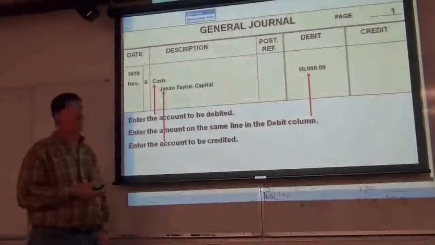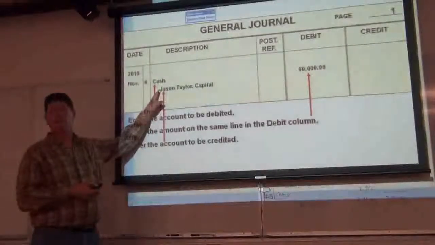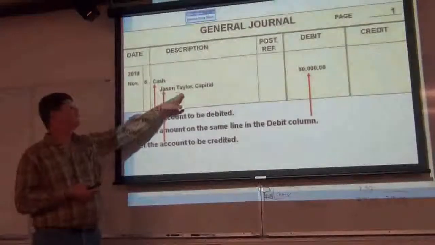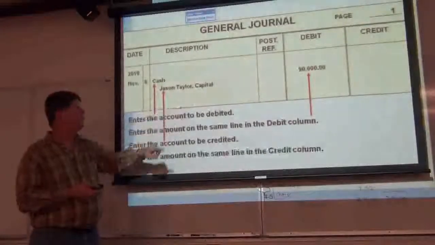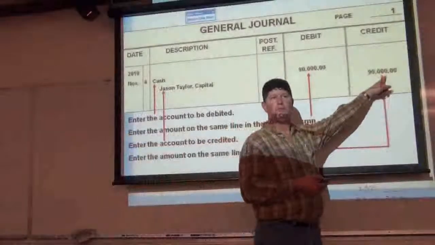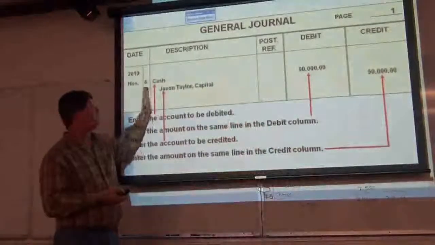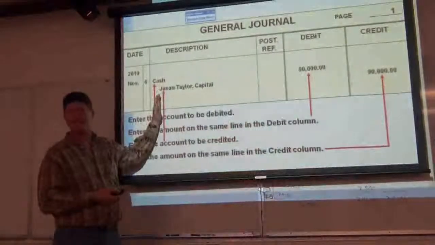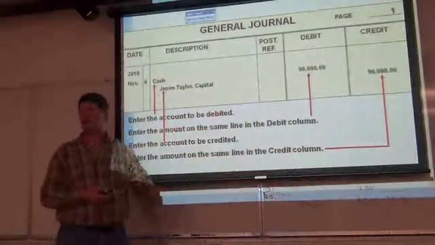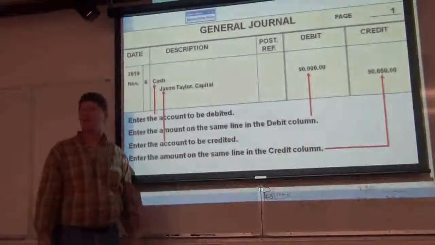The account that's going to get credited, notice it gets indented a little bit. So here's Jason Taylor Capital, and we enter the credit, but notice it goes in the credit column. So your debits all line up out here, your credits all get indented slightly, which matches the debit and credit columns over there. So it makes it visually easier to follow and read. Everybody good with this? Yes.